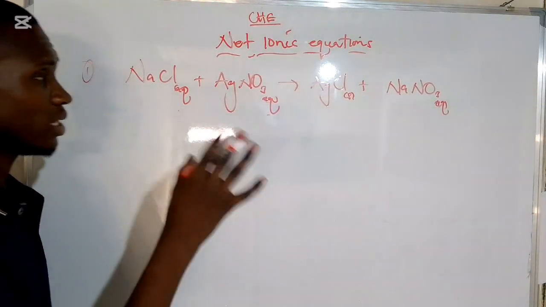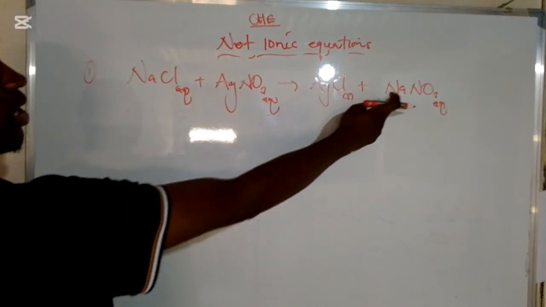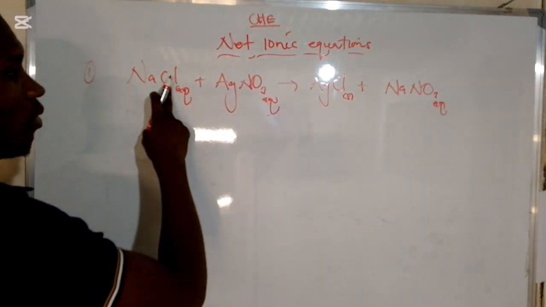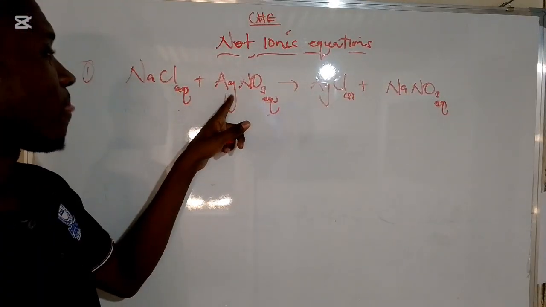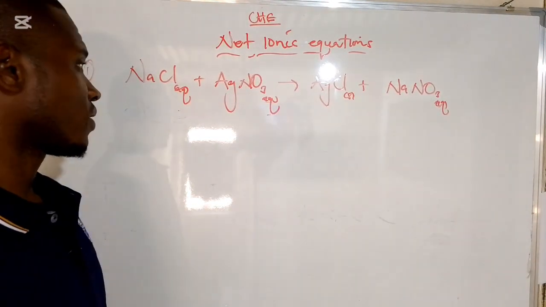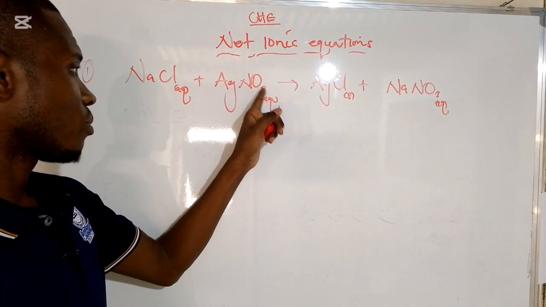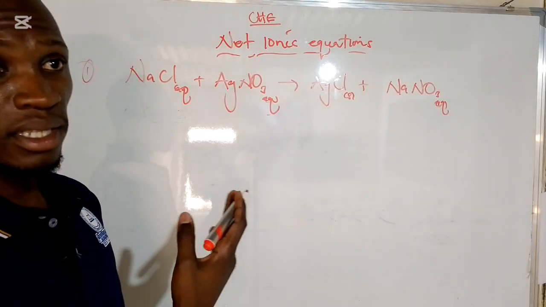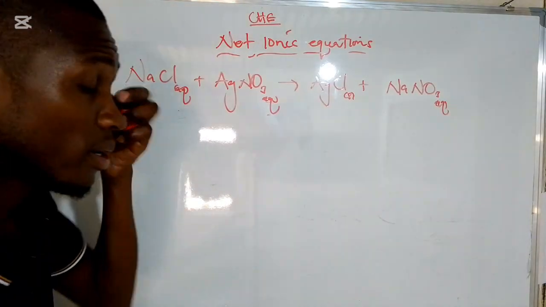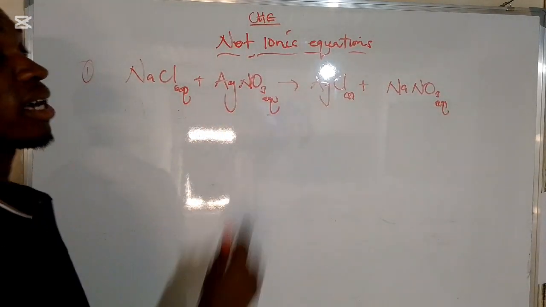So the first step, we say, is to balance. So we check. We have one atom of sodium, one atom of chlorine, we also have one atom of chlorine, one atom of silver, one atom of silver, one nitrogen, three atoms of oxygen, three atoms of oxygen. So the equation is balanced. So first step, we are done. It is balanced.